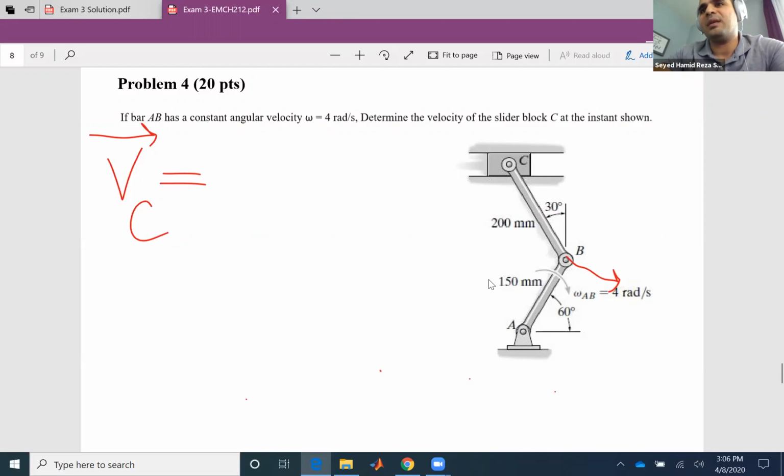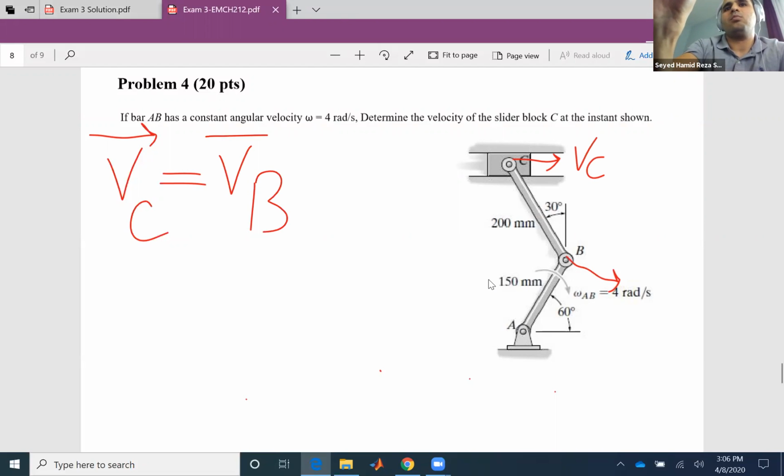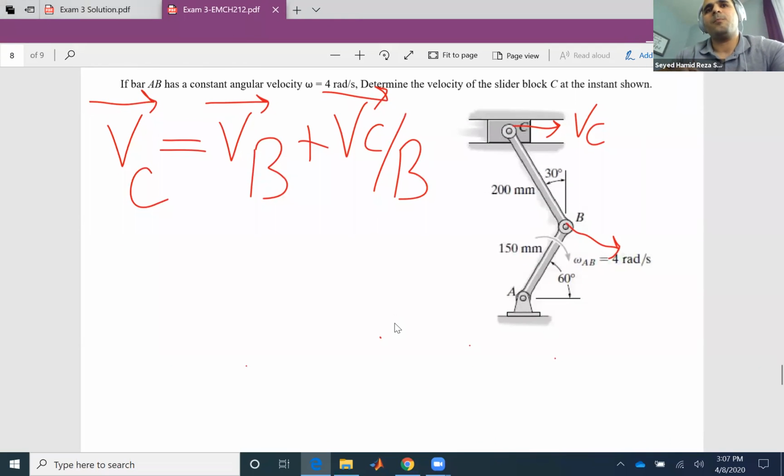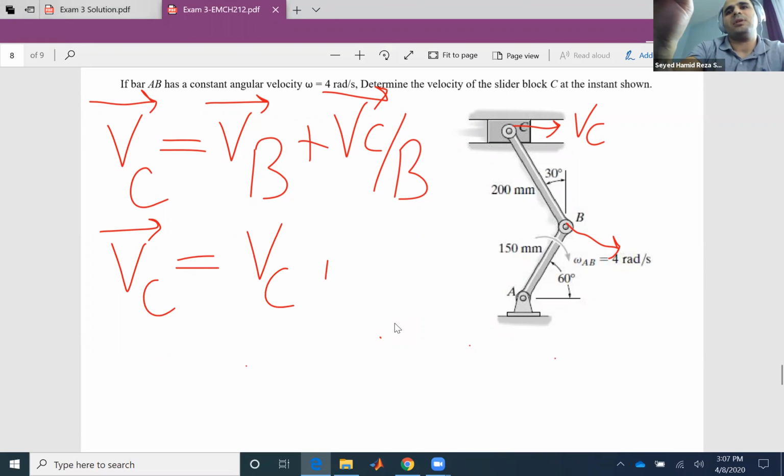So velocity at C, if I'm interested in finding the velocity at C here, is velocity at B plus the relative velocity, C with respect to B. So velocity at C, I need to write everything in a vector form. I don't know the magnitude, but I know the direction is in I. If this one is rotating counterclockwise, this one is pushing velocity C in this direction.